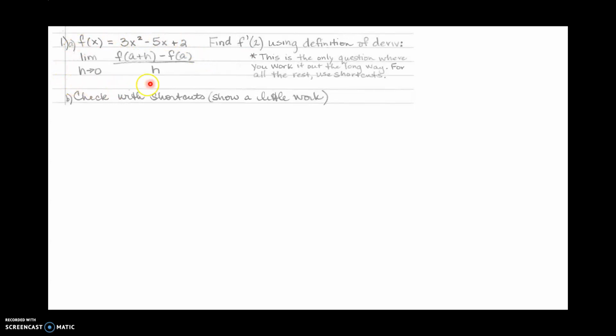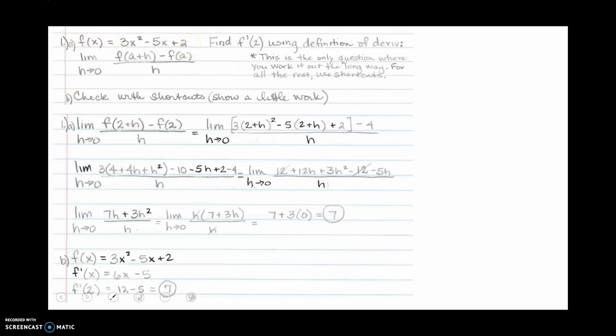And so here is our definition of the derivative. Since we're only finding this at one value, go ahead and put 2 in for a here and here. So that would give us f of 2 plus h minus f of 2. f of 2 plus h literally means put 2 plus h in the place of x in the function. So we put it right here and right here. That's going to be 3 times (2 plus h) squared minus 5 times (2 plus h) plus 2.